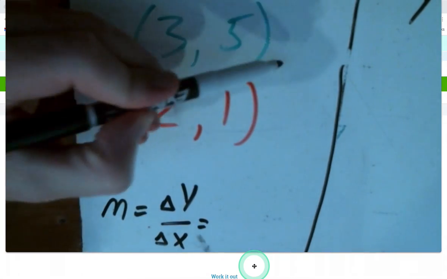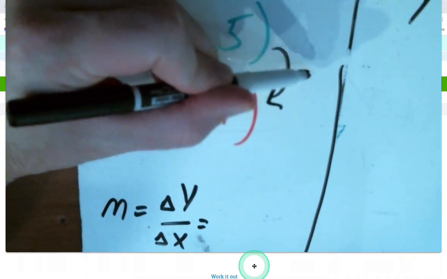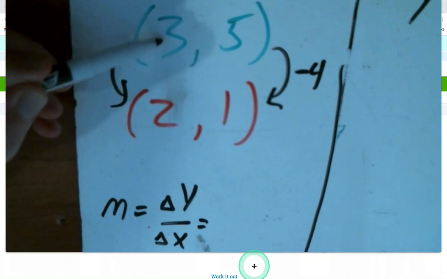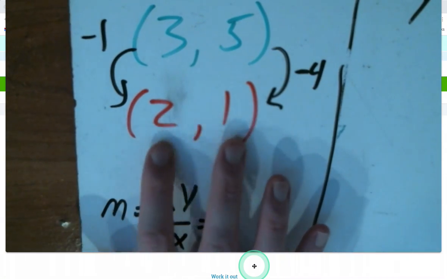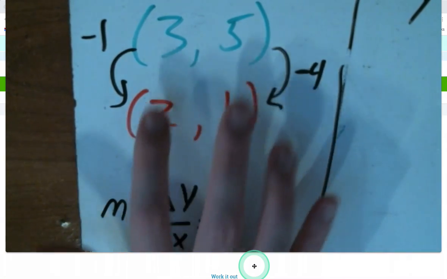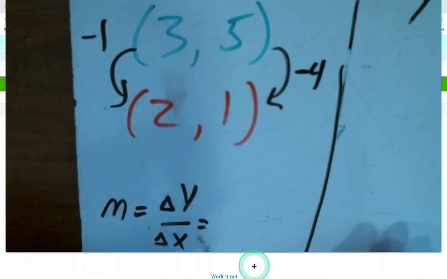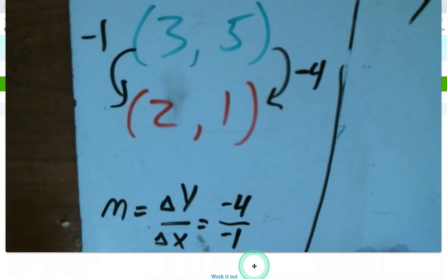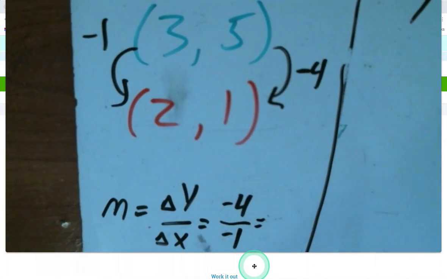Y goes down by 4. It goes from 5 to 1. It lost 4 units of value. And the X value goes from 3 to 2. That lost 1 unit of value. We could have gone the other way. It might have been easier if we went from the red point to the green point, because these would have both been positives, but we'll see in a second. -4 over -1 for the slope is just going to simplify to be +4 for the slope.